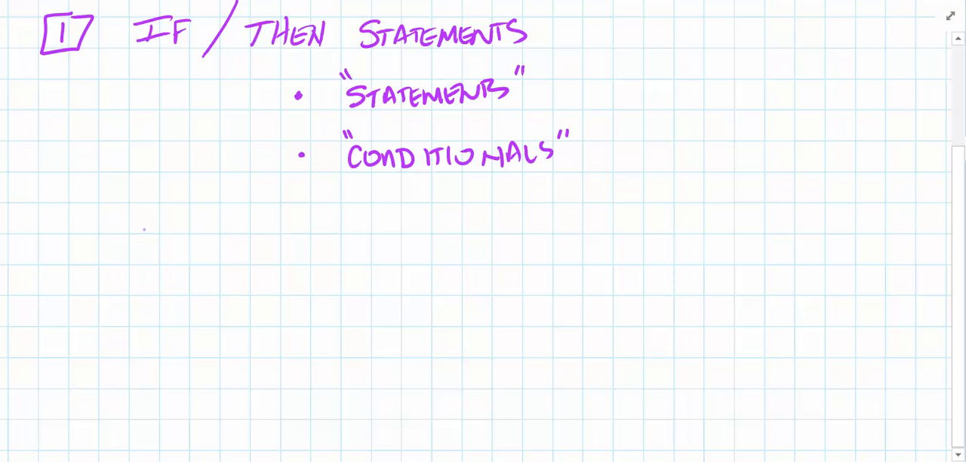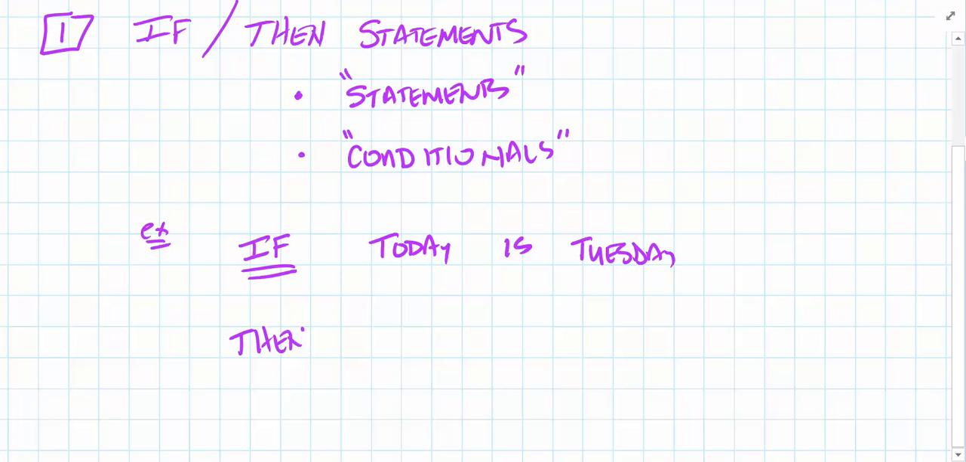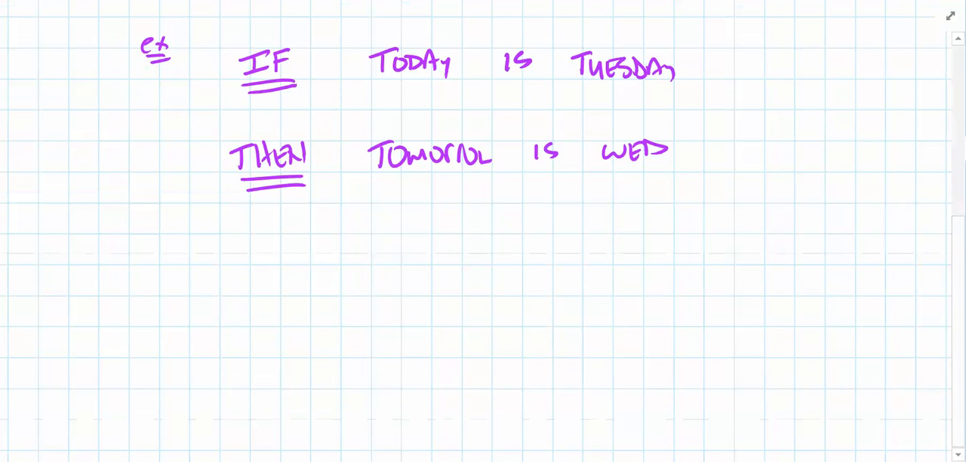Okay? So let me give you an example of one, and this is the way that I do it. I always do if, and then I underline it. And I say, today is Tuesday, then, and I underline that one, tomorrow is what? Okay, this is an if-then statement. It's also sometimes called a statement. It's also sometimes called a conditional. Let me give you another one.